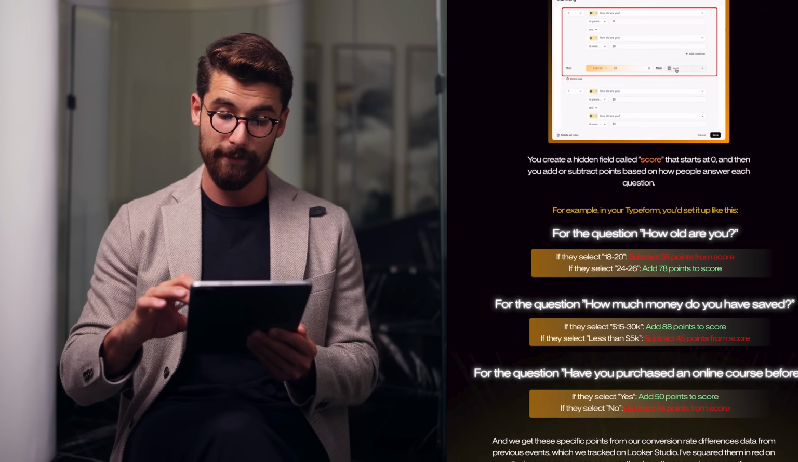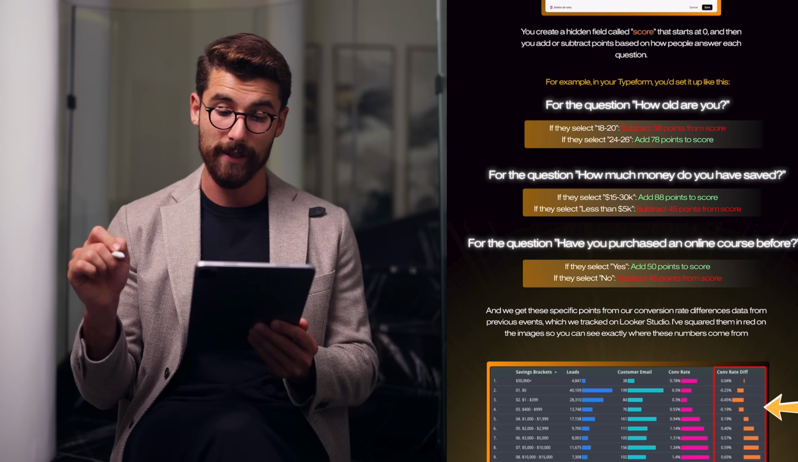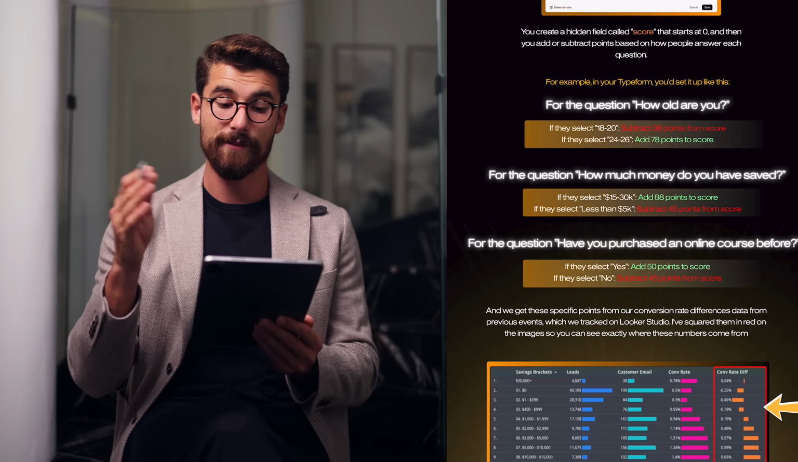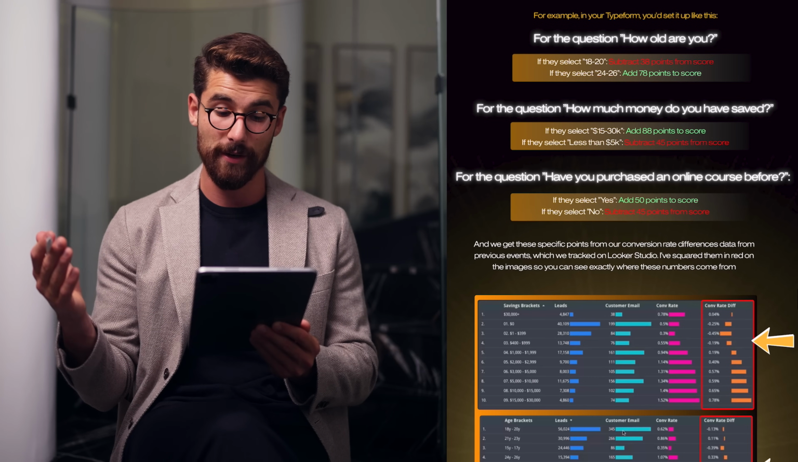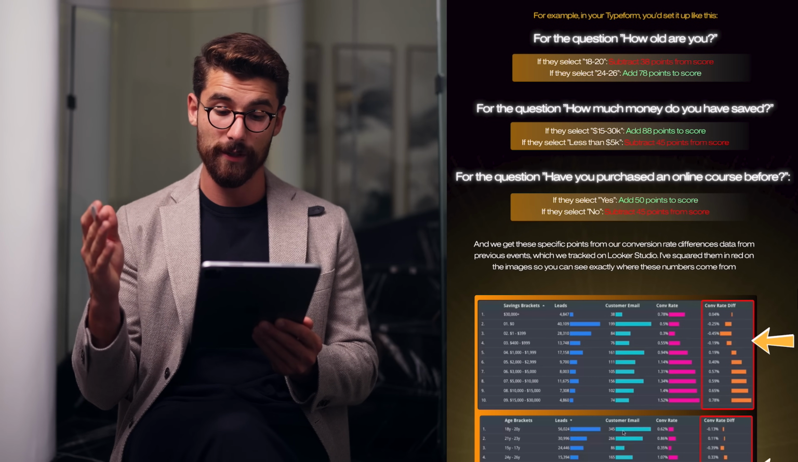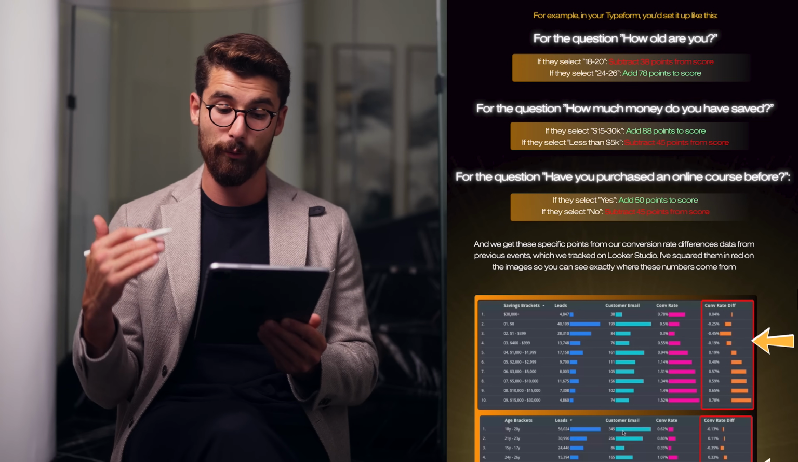For example, in your Typeform, you would set it up like this. For the question, how old are you? If they select 18 to 20, you subtract 38 points from them. Whereas if they select 24 to 26, you add 78 points to the score. For the question, how much money do you have saved? If they select 15 to 30K, you add 88 points to the score. If they select less than 5K, well then you subtract 45 points from the score.